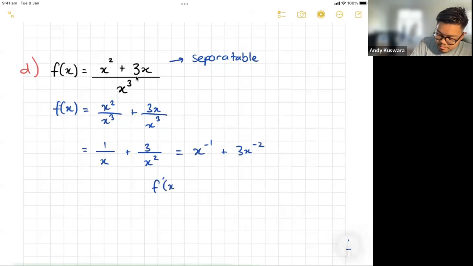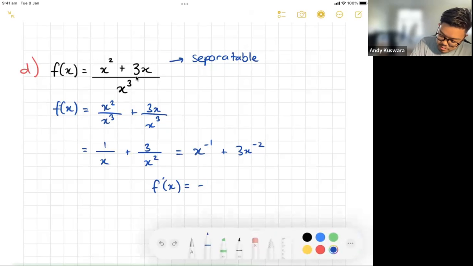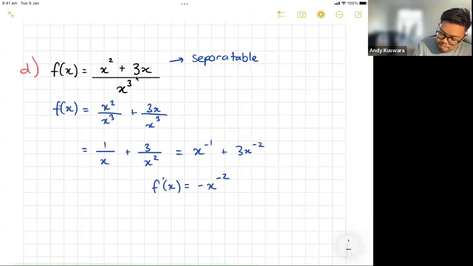And so now differentiating should be a little bit easier. So power comes down to the front. Take away 1 from the power. Same thing here, minus 2 times 3 is minus 6, x to the minus 3. And again, leaving my answer similar to my original form, this would be negative 1 on x squared. And this would be minus 6 on x to the power of 3.